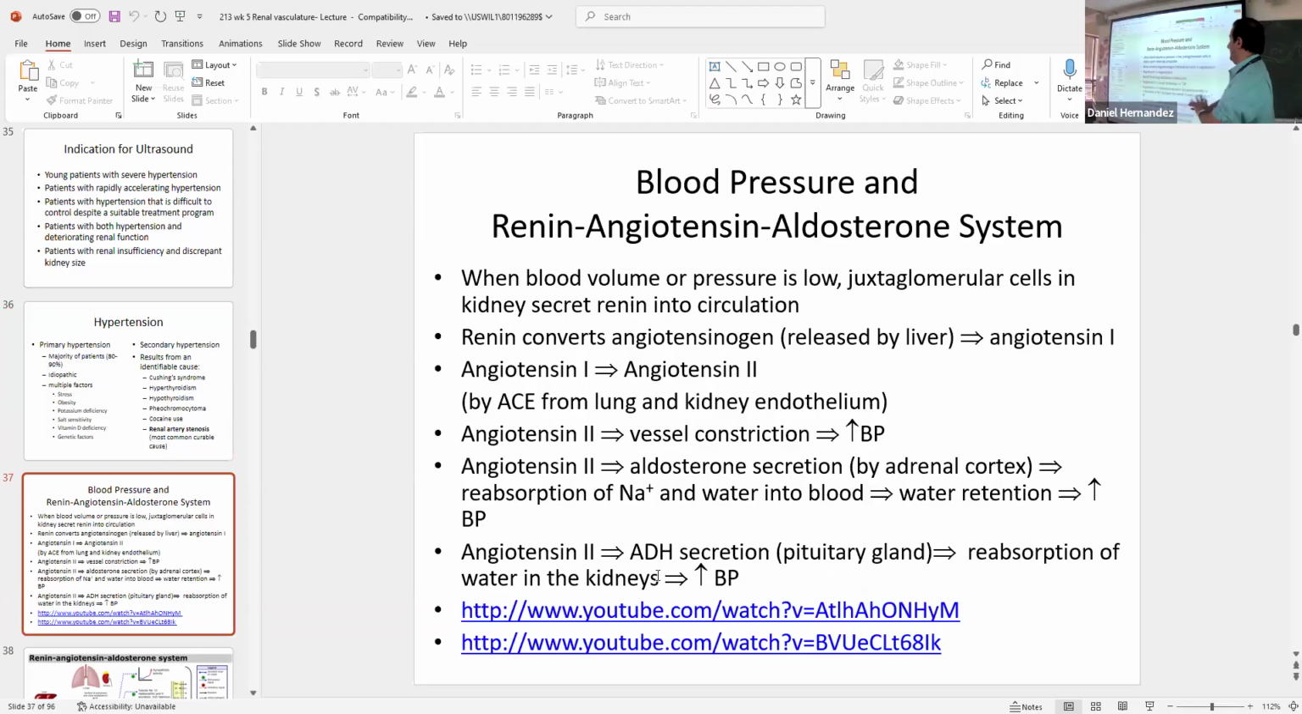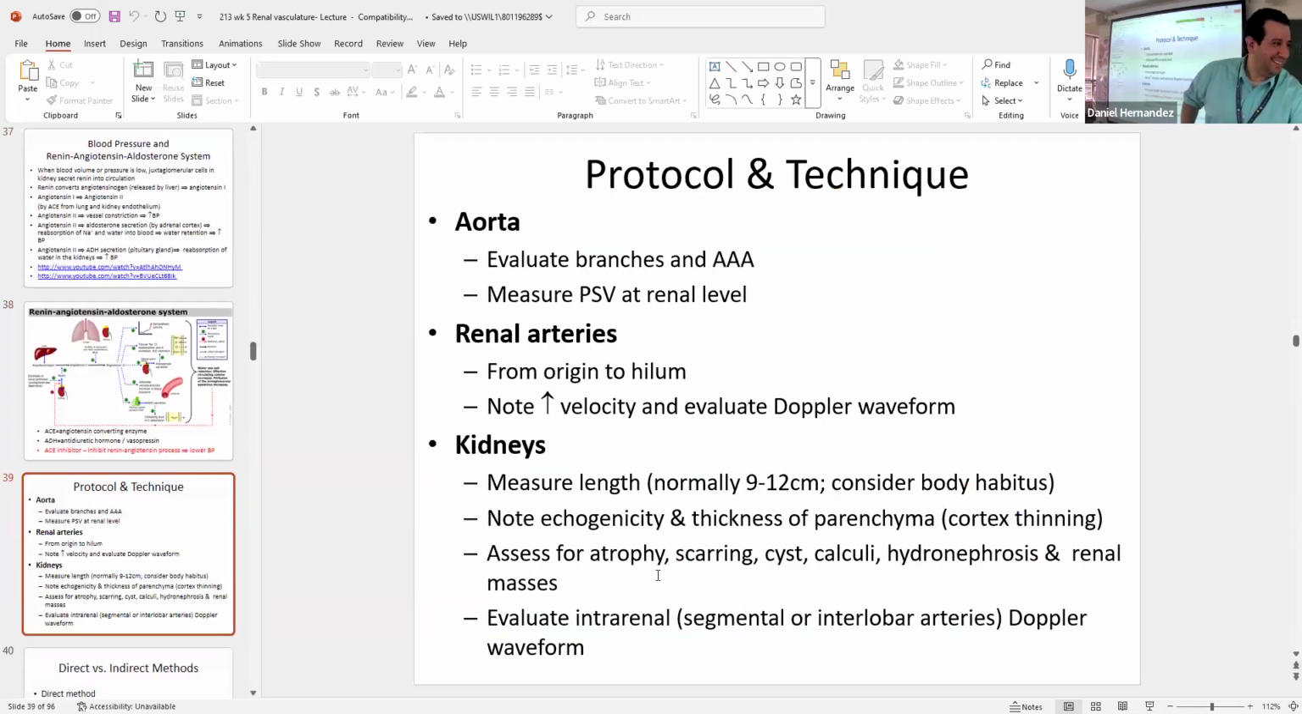Yeah, I'm not going to get into the renin-angiotensin system. Don't worry about these guys. Thank you. Yeah. Just jump right into our protocol.